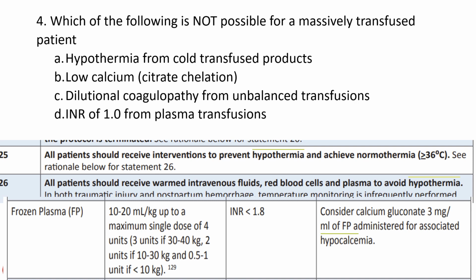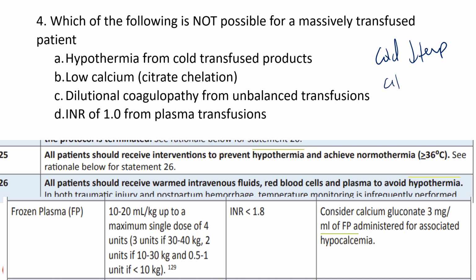For question 4, which of the following is not possible for a massively transfused patient? So when you're receiving large volumes of red blood cells, plasma, and platelets, cryo, and whatever else you're getting, remember that many of them are at colder temperatures. So there's something called the deadly triad. It's hypothermia, hypocalcemia, and dilutional coagulopathy. It essentially occurs because you're getting cold blood products, which drops your temp. And when you drop the temp, you actually decrease the effectiveness of your coagulation cascade. The enzymes require a certain temperature, so when they drop, you actually make clotting harder.